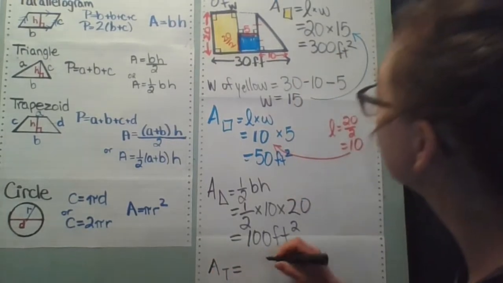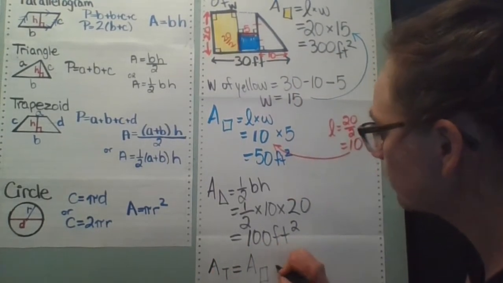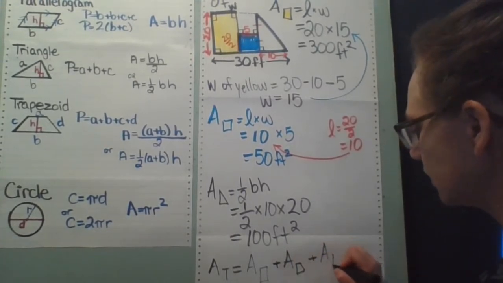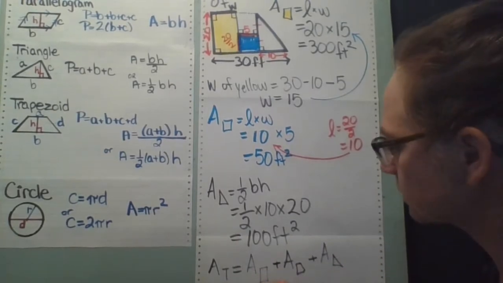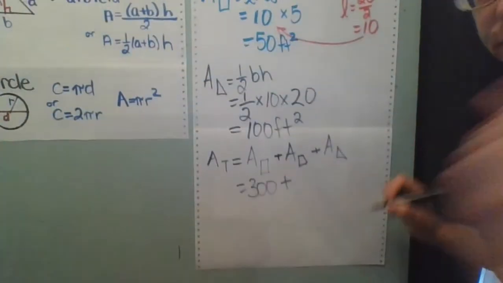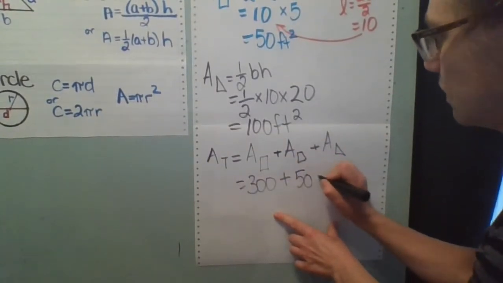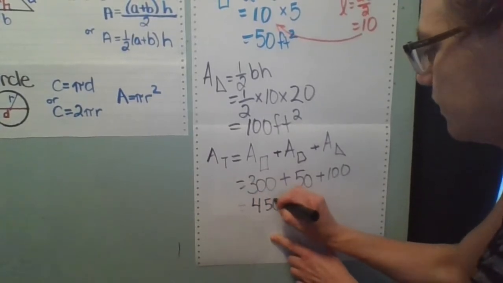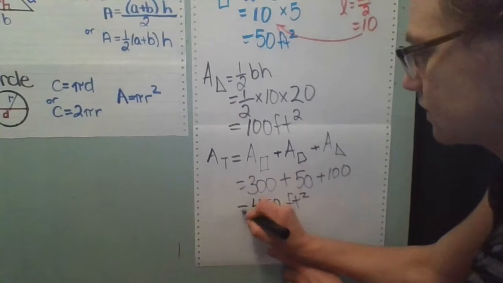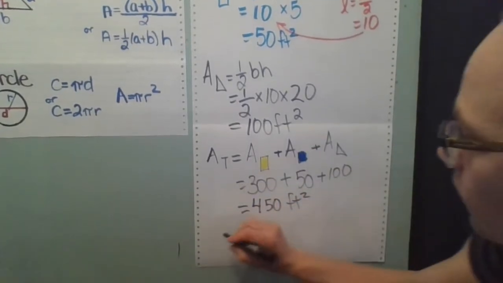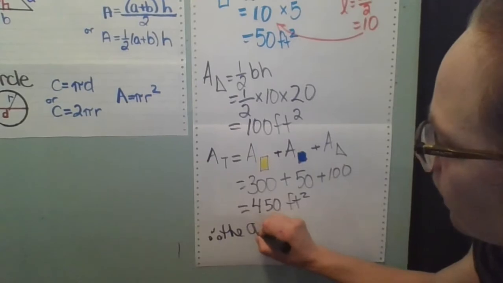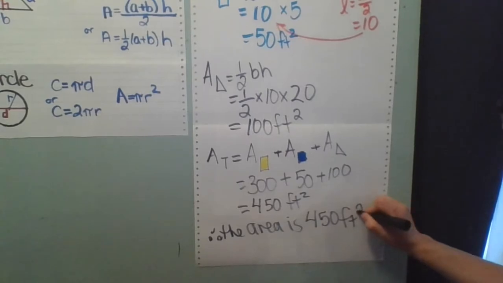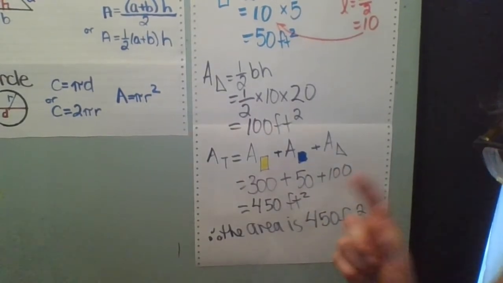Area total is area of my yellow one plus the area of my blue one plus the area of my triangle. So we said that's 300 plus 50 plus 100. So that's what, 450 feet squared. Ta-da! So therefore, the area is 450 feet squared. Good. Now let's figure out perimeter.